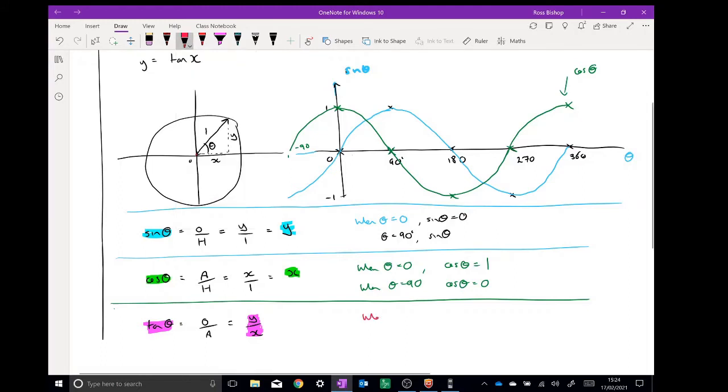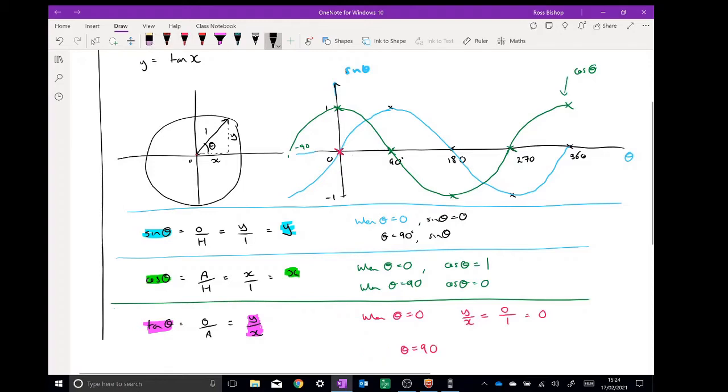Okay, so when theta equals 0, you've got to be careful here. When theta is 0, we said y over x. Well, when theta was 0, y was 0, wasn't it? And x was 1. And 0 over 1 is 0. So my first point is 0. Now, tan gets a bit funny when theta is equal to 90.